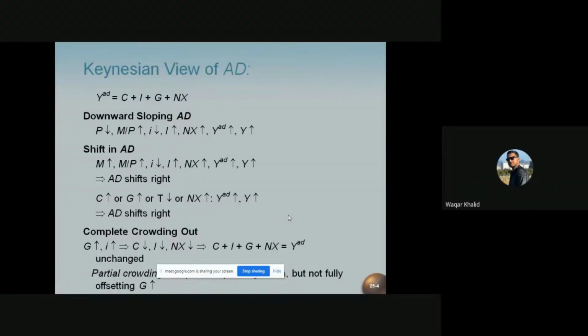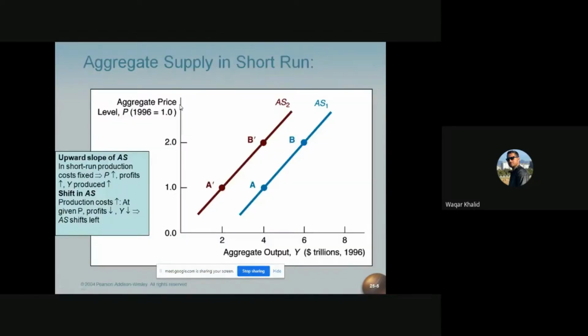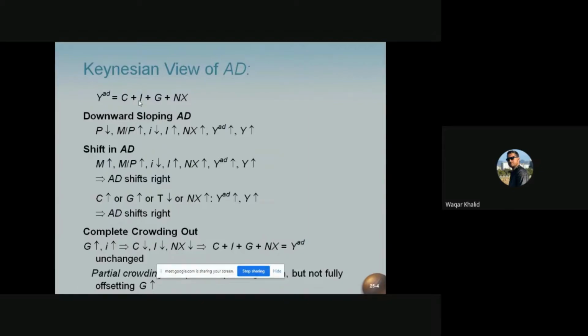the Keynesian view of aggregate demand. Actually, Keynesians analyze aggregate demand in terms of its four component parts. Number one, consumer spending. Number two, planned investment spending. Number three, government spending. And the final component is known as net exports. We can say that YD is equal to C plus I plus G plus NX. So Keynesians analyze aggregate demand in terms of its four components.